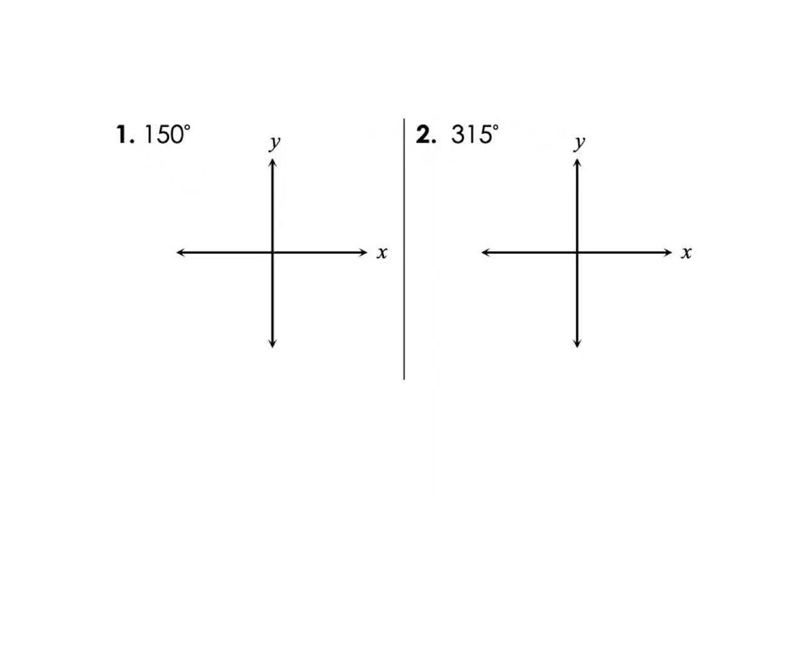For 150 degrees, this is our initial side. I'm going to draw my angle in standard form. So this is 150 degrees here. And the way this works is you have to use the fact that this is 180 degrees. So this angle here will be 180 minus 150, which is 30 degrees.